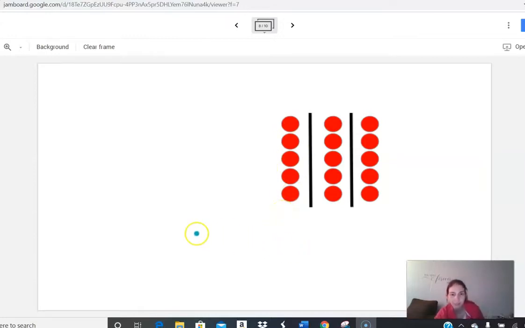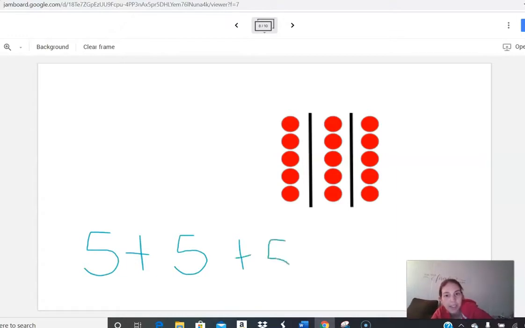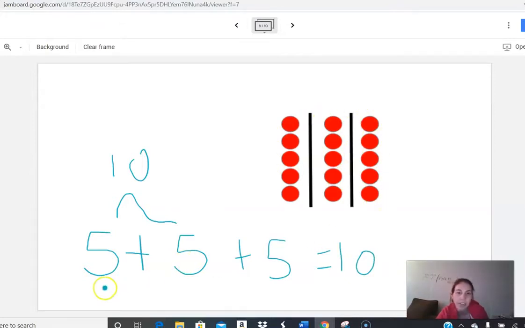So we have 3 columns of 5, okay? And our addition sentence that we could do would be 5 plus 5 plus 5. Then you would count. Well, we could do our doubles. You know we love our doubles. 5 plus 5 equals 10. 10 plus 5 would give us 15. The other option, we could count 5, 10, 15. Okay?